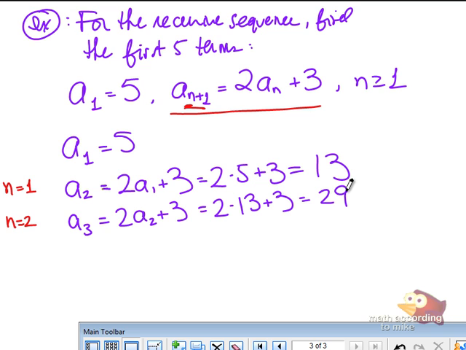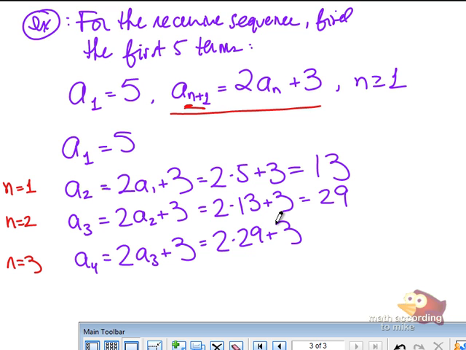We'll do one more together to make sure everyone's comfortable. What number would we have to put in for n to find A sub 4? 3. So all the n's become 3's in that formula. So you'll say 2 times A sub 3 plus 3 would give you your A sub 4. What is A sub 3? So let's say 2 times 29 plus 3, 61.